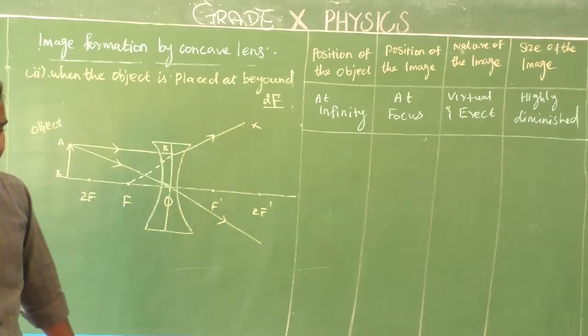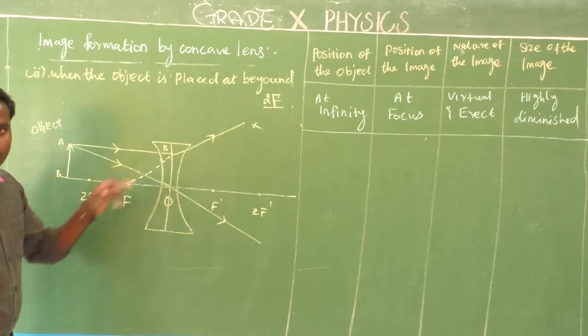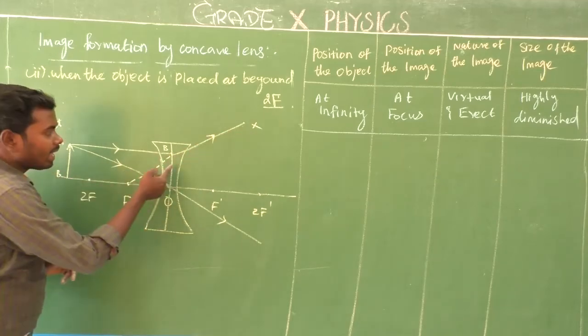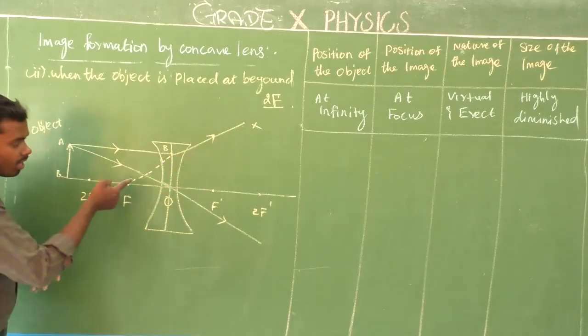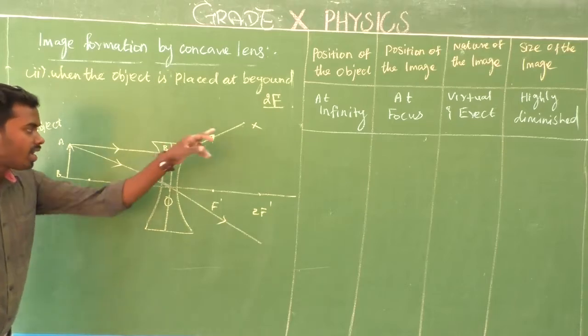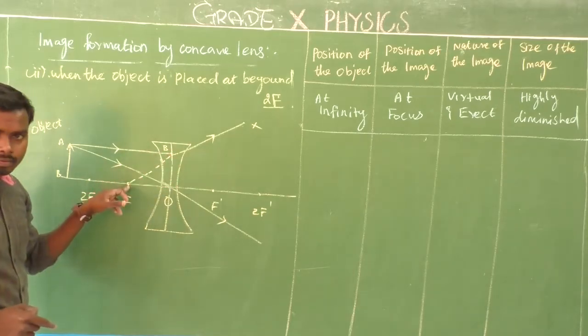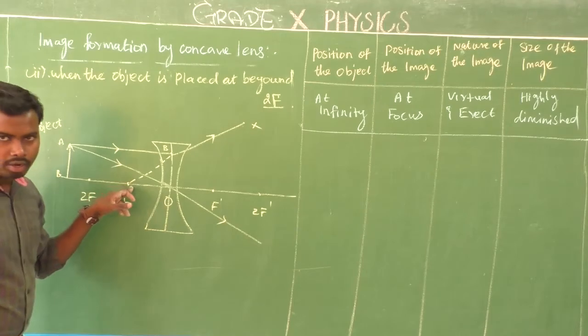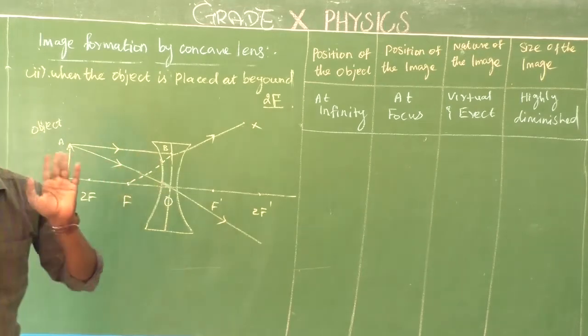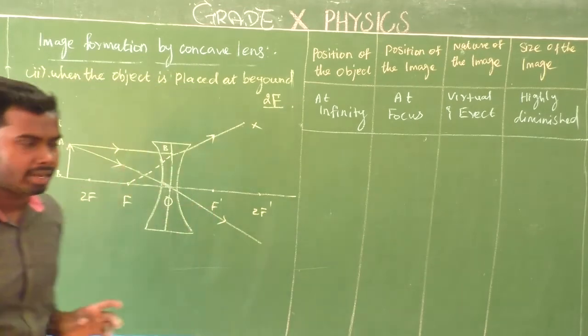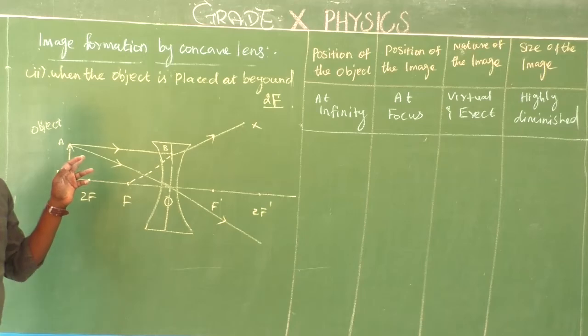Is it clear? Yes. If we extend this refracted ray Bx on the back side, it appears to be coming from its focus. The first rule is completed. Next, consider the third rule. What is the third rule?